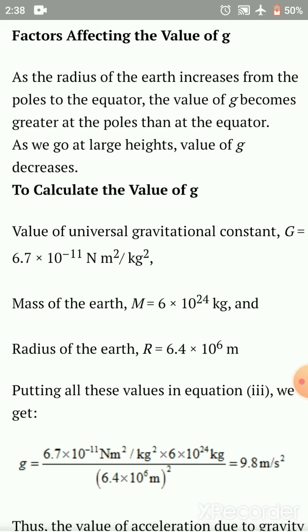I have told you to calculate it. You can see on the screen that the value of universal gravitational constant is given as 6.7 into 10 to the power minus 11 Newton meter square per kg square. Mass of earth is M equals 6 into 10 to the power 24 kg. Radius of earth is 6.4 into 10 to the power 6 meter. Now when we put all the values in the formula of small g, we get 9.8 meter per second square. So we know that if a body is falling near the surface of earth, it will accelerate with an acceleration of 9.8 meter per second square.